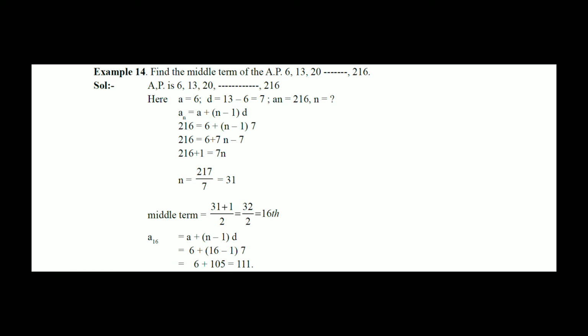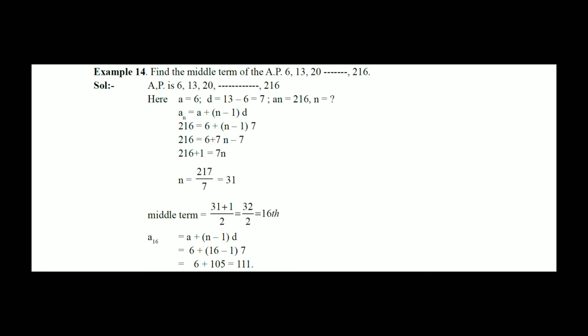We are given the last term of the AP series, but we don't know how many terms there are, and then which term is the middle one. Let's try to find out the solution. The given AP is 6, 13, 20 and so on up to 216. Here clearly it is seen that first term A is 6, and common difference, as we have already done, is second term minus first term.